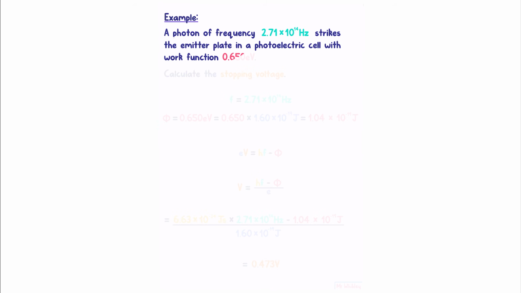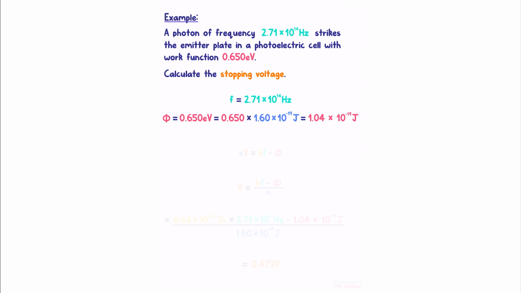Let's now go through an example. A photon of frequency 2.71 times 10 to the 14 Hz strikes the emitter plate in a photoelectric cell with a work function of 0.650 electron volts. Calculate the stopping voltage. We know the frequency, and we know our work function. To convert that to joules, we just multiply that by the charge of the electron, which gives us 1.04 times 10 to the minus 19 joules.